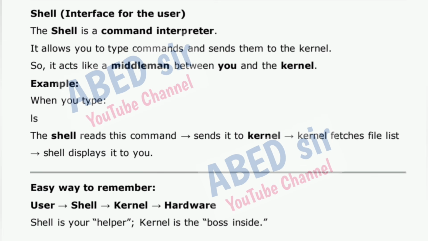Shell, interface for the user. The shell is a command interpreter. It allows you to type commands and sends them to the kernel. So, it acts like a middleman between you and the kernel. Example: when you type ls, the shell reads this command, sends it to kernel, kernel fetches file list, shell displays it to you. Easy way to remember. User, shell, kernel, hardware. Shell is your helper, kernel is the boss inside.